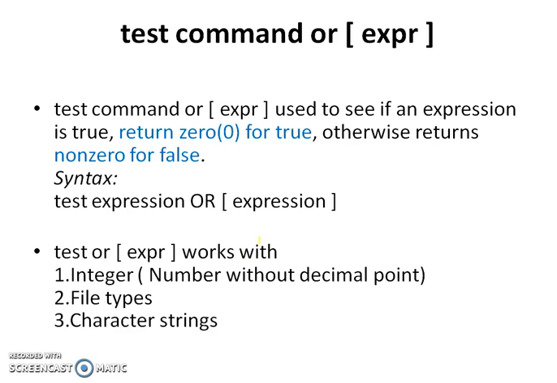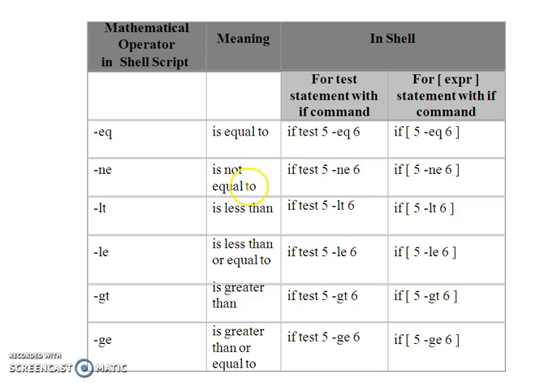Test or expression works with integers, file types or character strings. For example, you see different options there to test the condition. For example, -eq is to check whether two operands are equal or not. -ne, that is not equal to. -lt for less than. -le less than or equal to. -gt greater than. -ge greater than or equal to.